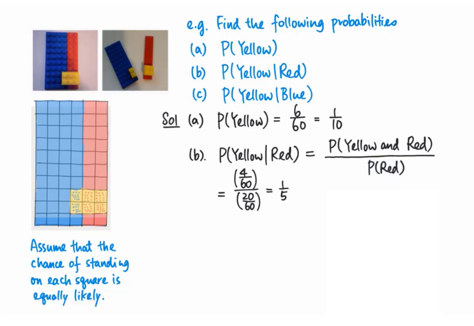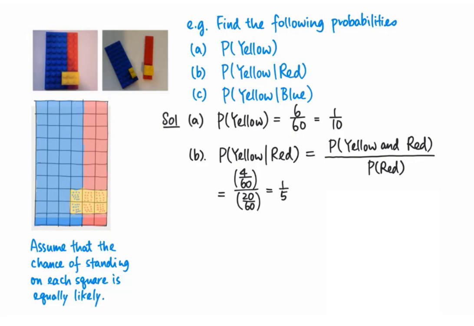So, first, the probability that the square has both yellow and red color is 4/60, because among all the 60 squares, 4 of them contain both yellow and red. And the probability of red is equal to 20/60, because among all the 60 squares, 20 of them have red color on it.